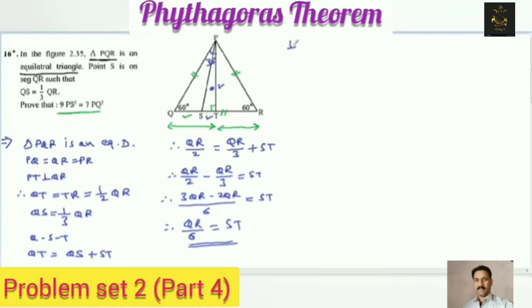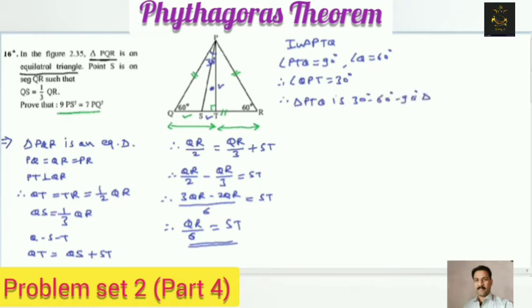See here, in triangle PTQ, angle PTQ is equal to 90. Angle Q is what? 60. Therefore the remaining angle QPT will be 30 degrees. Hence what you can write now? Triangle PTQ is a 30, 60, 90 triangle. Because of that reason we can use the side opposite to 60 here.